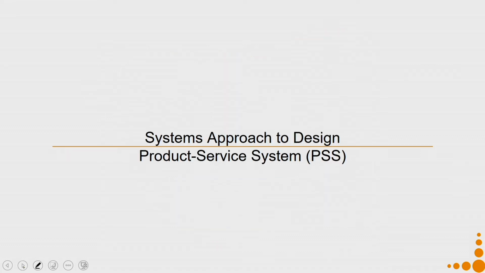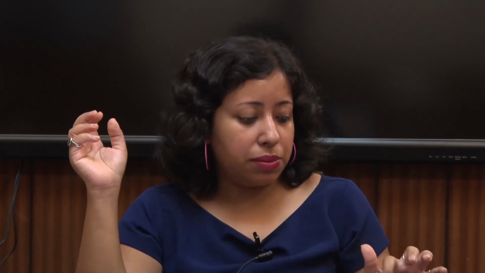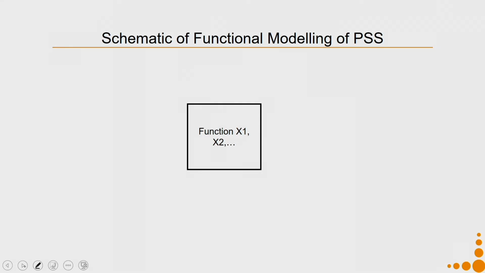So, now let us talk about systems approach to design the product service system. We apply all these approaches that we discussed till now when we want to model a product service system, which will be our focus of the course. So, this is the schematic of a functional modeling of a PSS. So, you might have functions. Now, into this function, to perform that function, you will have material inputs.